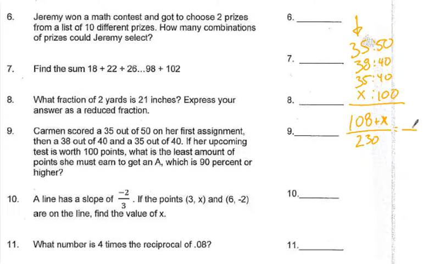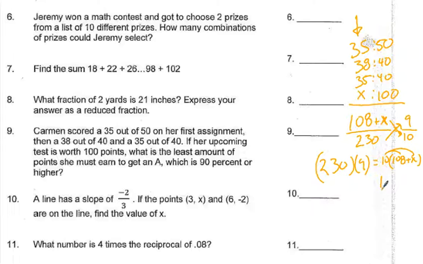And so this is equal to 9 out of 10. Why 9 out of 10? Well, because that's equivalent to 90 out of 100. So then, I can treat this as a proportion. And so I'm going to cross multiply. So I have 230 times 9 is going to be equal to 10 times 108 plus x.